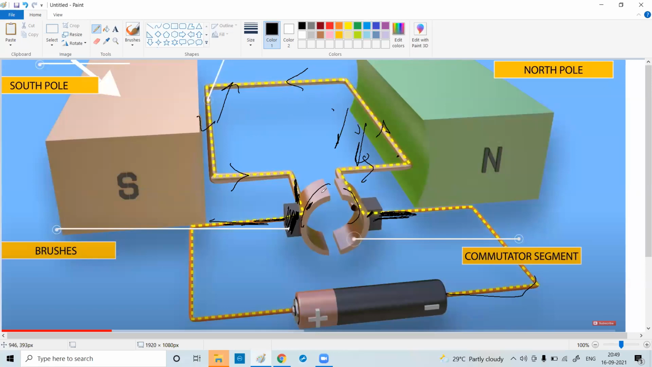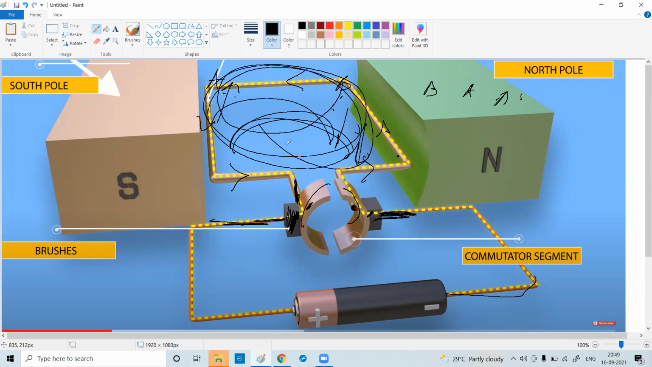Otherwise, if this commutator ring had not been there, what would have happened? The armature would have gone this way, that way, this way, that way. Meaning this is A B, then in the next cycle it becomes B A, then again A B. There will be no rotation. It will just flip and come back, flip and come back. But we don't want that. We want rotation. It should go this way, continuously rotating. Because of this commutator, it is possible.